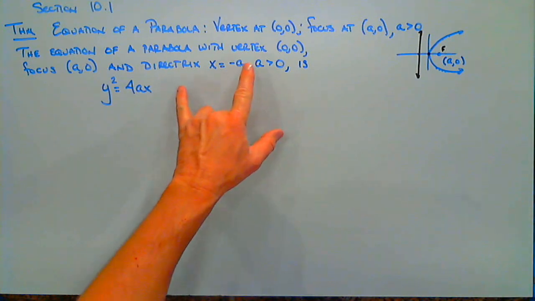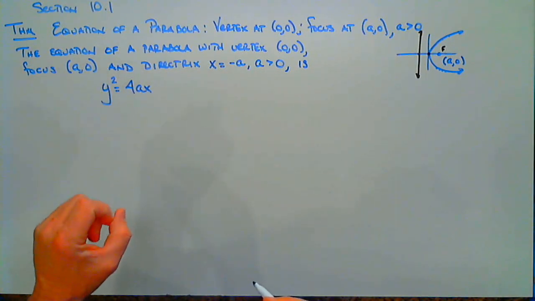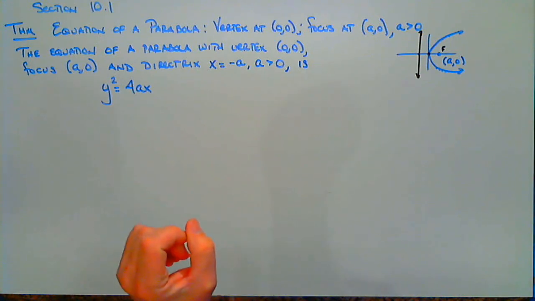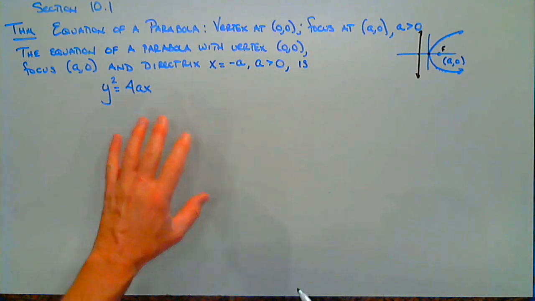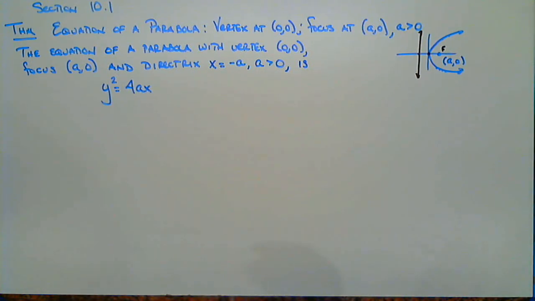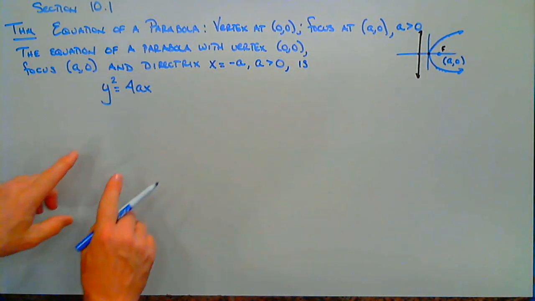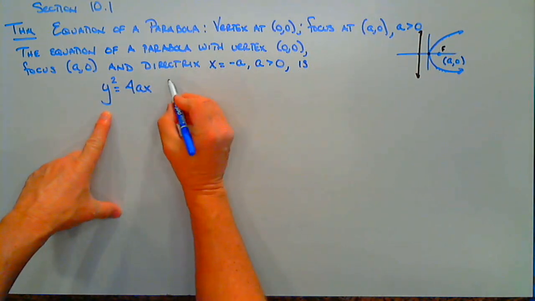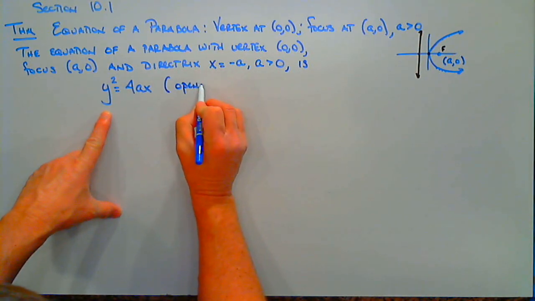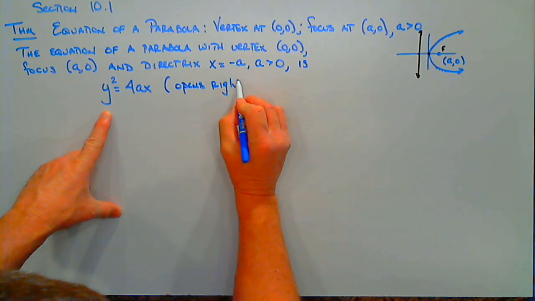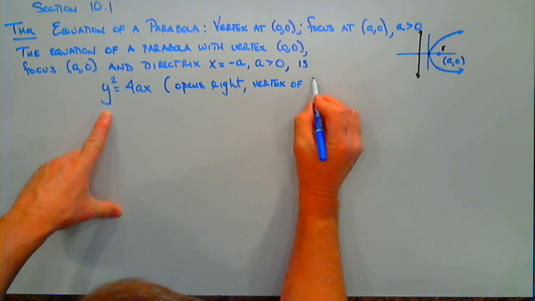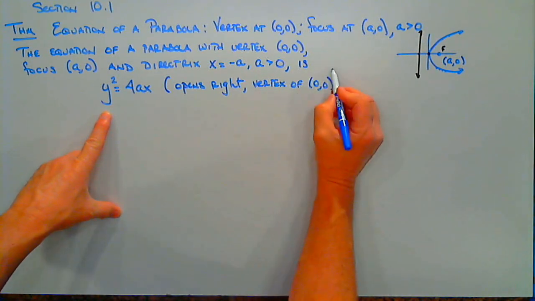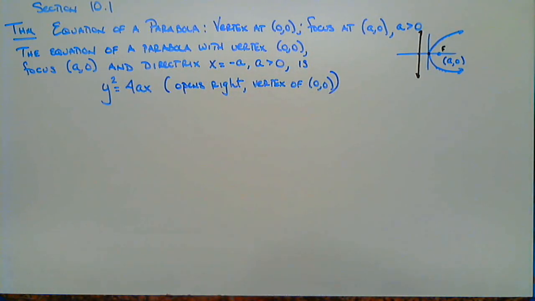So we are going to be working in section 10.1 from the perspective of, here's the focus, here's the directrix, go find me the vertex. And so we're changing the direction that we're approaching parabolas from in this section. We have to become comfortable with that. So this is our parabola. This parabola opens to the right, and it has a vertex of 0, 0. So that's what we have as our basic parabola.